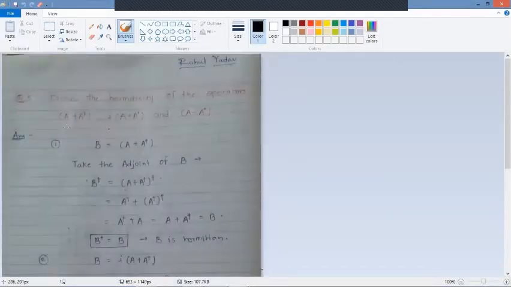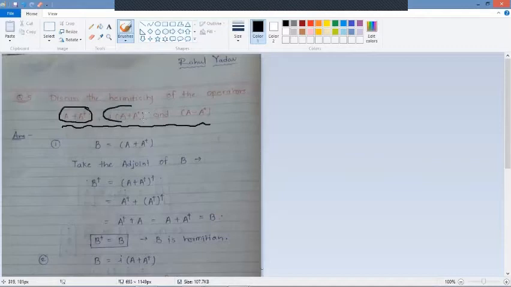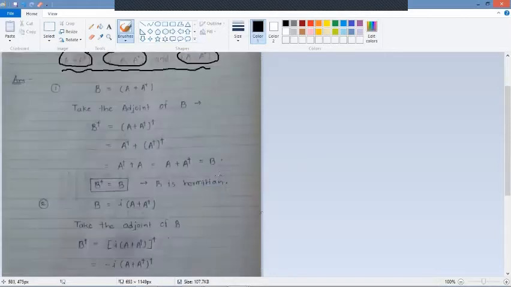In this question we have to check the hermiticity of the given operators. So this is the operator here. We have to check whether it is Hermitian or not. Okay, so check it out.